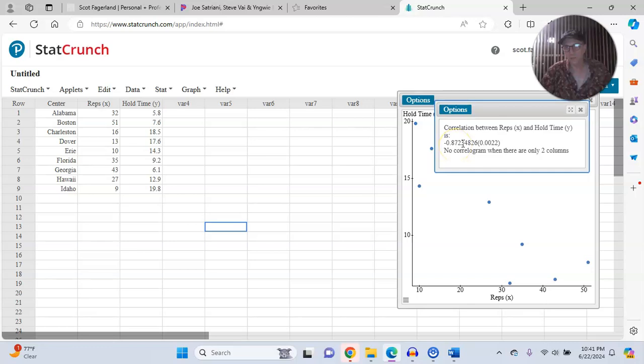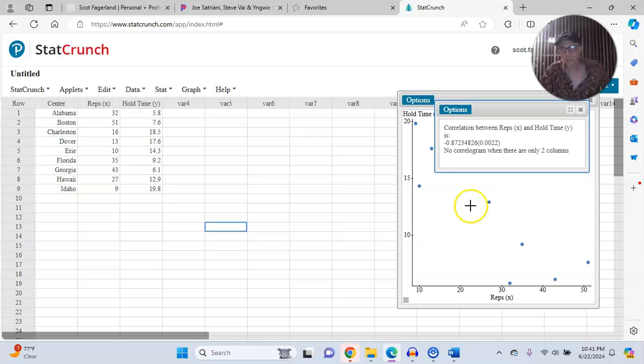It's interesting that it doesn't print the letters R or P here, but that's exactly what these displays are showing. So this first number, the negative 0.87, is R, and following that in parentheses is its p-value. I don't know why they didn't just write those there, but we need to know what they mean. So the R value for this problem is negative 0.87.